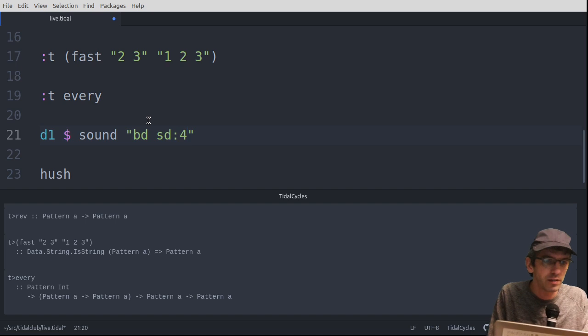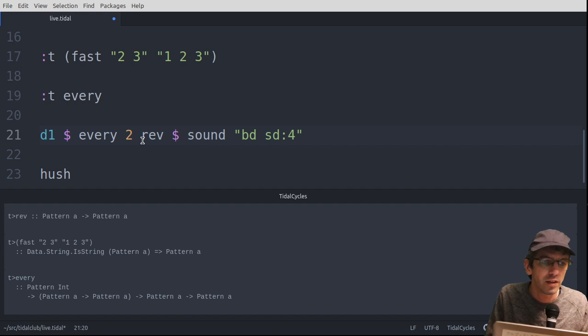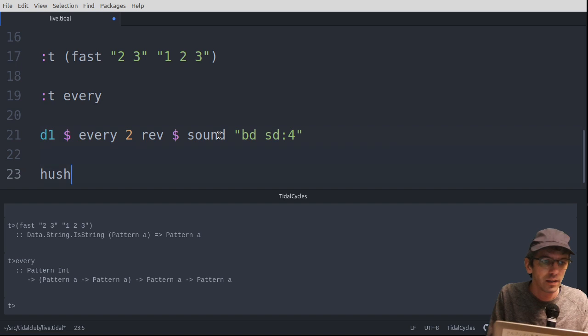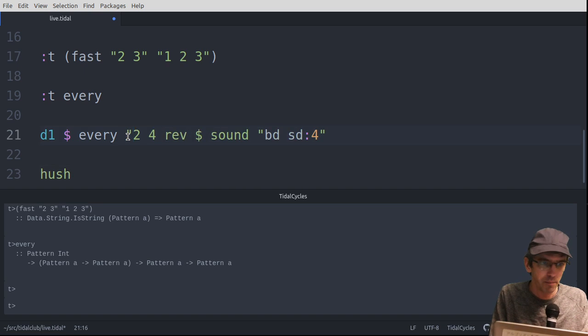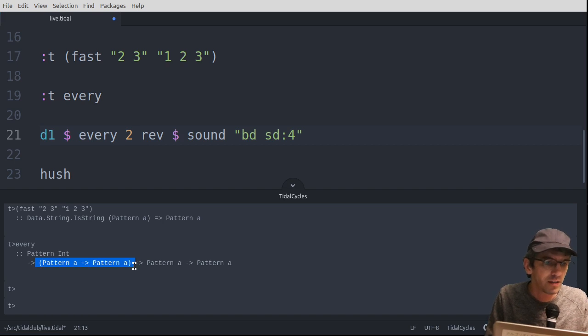The actual function is quite easy to use because it just kind of reads fairly naturally. You can say every second repetition reverse this pattern. But when we look at the type, we find out that 2 is a pattern of integers, so we could actually make that a pattern if we wanted. And then this one is a function that takes patterns as inputs and patterns as outputs. That's what the rev is doing.